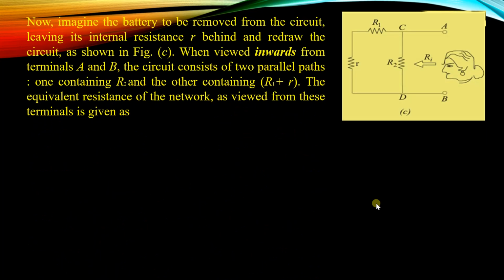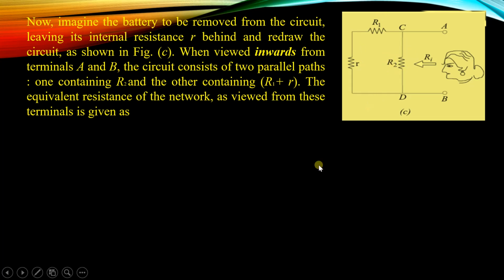Then the next step, we find the Thevenin's resistance. We look into terminals A and B, and we replace the voltage source by its internal resistance r. So we have the resistances small r, R1 and R2. Now this R1 and r are in series with each other, and this combination is in parallel with R2.